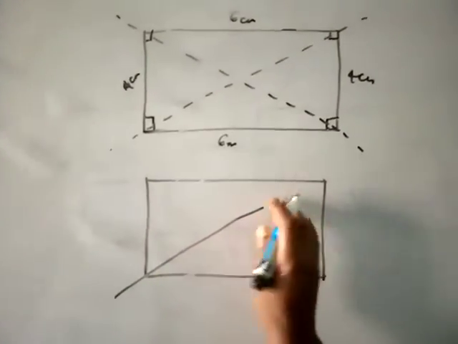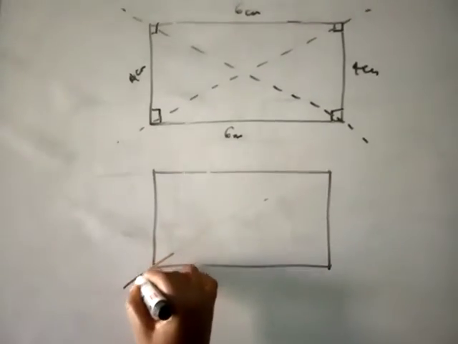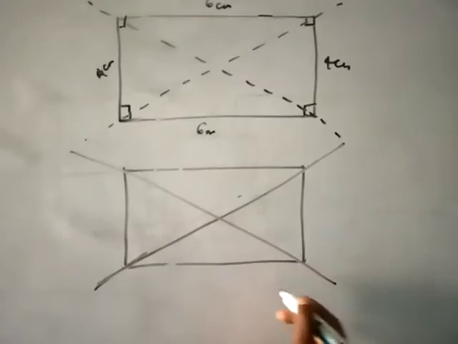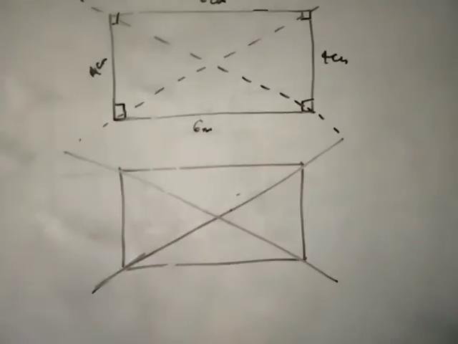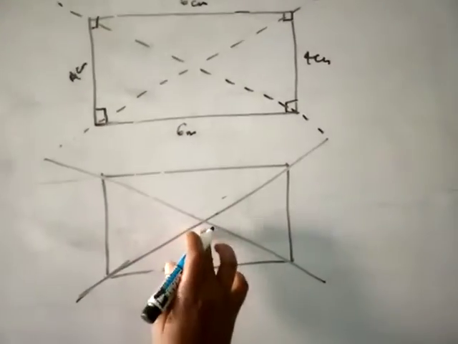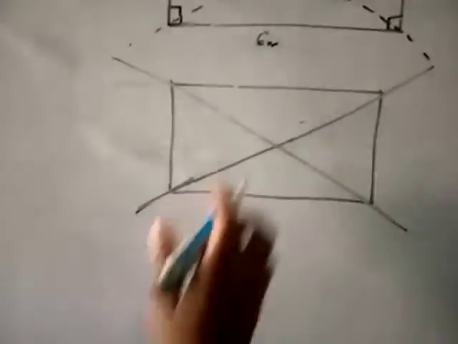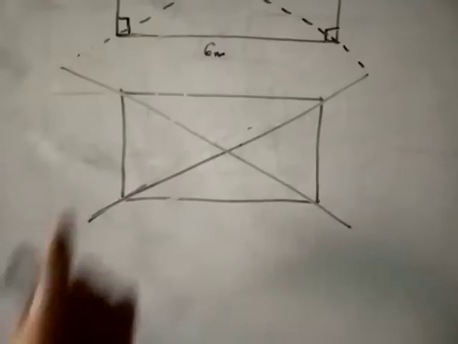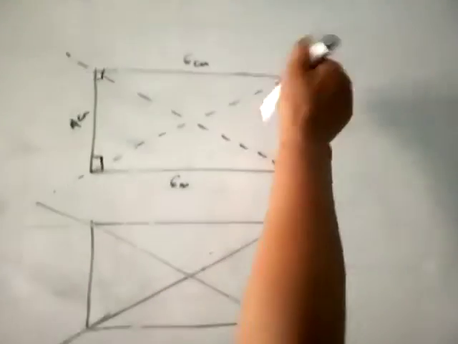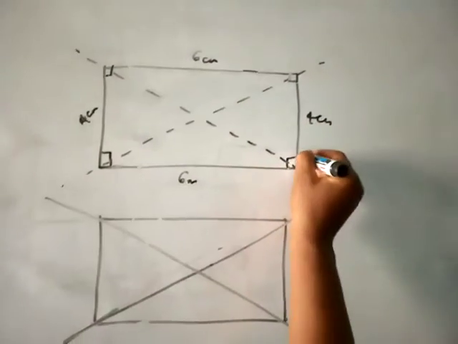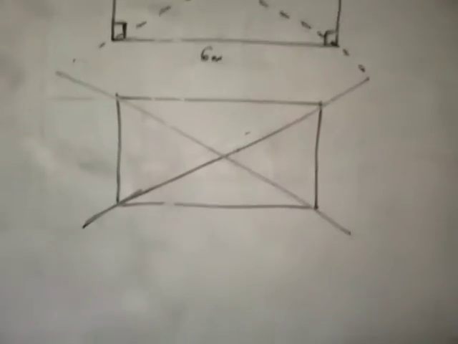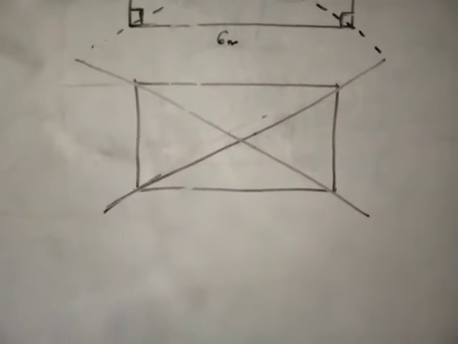The diagonal lines bisect each other. That is, when we say bisect, they cross each other at a point here. And we said all angles are right angles. If you look at it, all the angles are right angles. Then we said diagonals do not meet at a right angle.